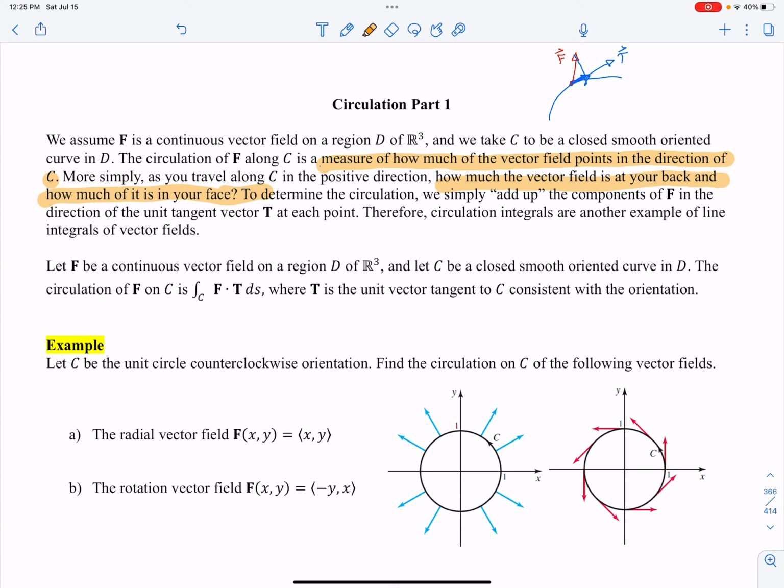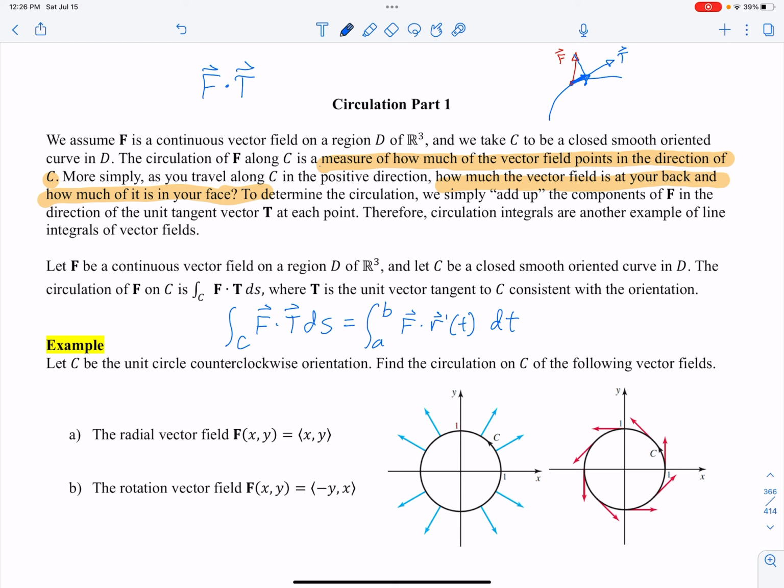To determine the calculation, we simply add up the components of F in the direction of the unit tangent vector T. Remember, back to that motivation, if I want to know how much they contribute to each other, I just take my dot product. This definition becomes the integral of F dot T ds, but using the calculations that we came up with earlier, this is the integral from t equals a to b of F dotted with r prime of t dt. That's what we're mainly looking for.